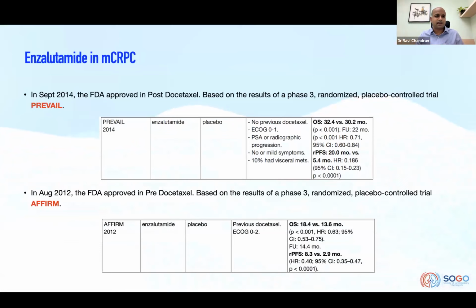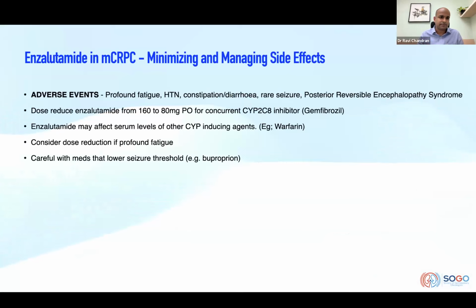Next, coming to the next drug, that is enzalutamide. In September 2014, based on the PREVAIL study, enzalutamide was FDA approved in the pre-docetaxel setting with benefit in both OS and radiological progression-free survival. And in August 2012, it was approved in the post-docetaxel setting based on the AFFIRM trial. Please do remember these trial names and what were the primary and secondary endpoints. And apart from primary endpoints, even secondary endpoints were favoring enzalutamide.